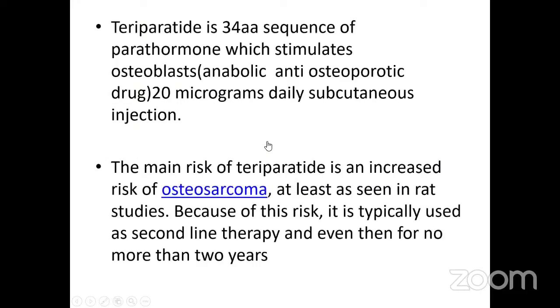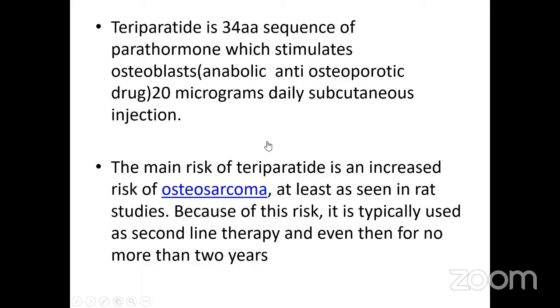osteoporosis. So this is actually a 34 amino acid sequence of the parathormone. Parathormone is actually a hormone, and it's a protein. It consists of around 84 amino acids. Of the 84 amino acid sequence, you take the first 34 amino acid sequence, and that is called the teriparatide, which actually stimulates the osteoblast. Actually, it is an anabolic anti-osteoporotic drug.